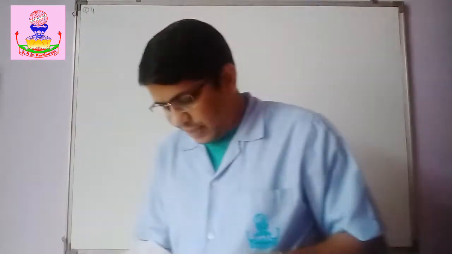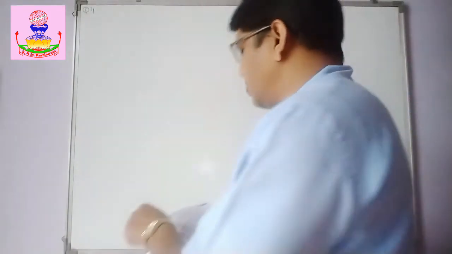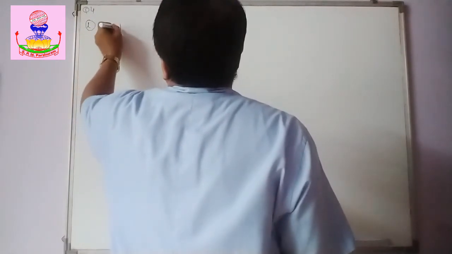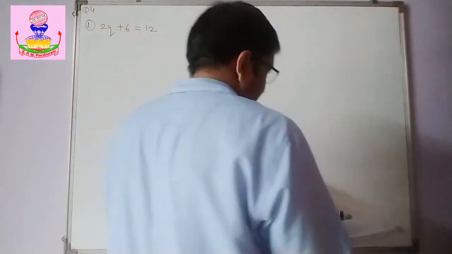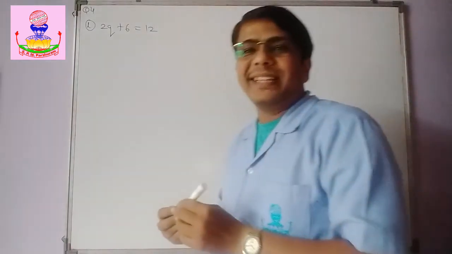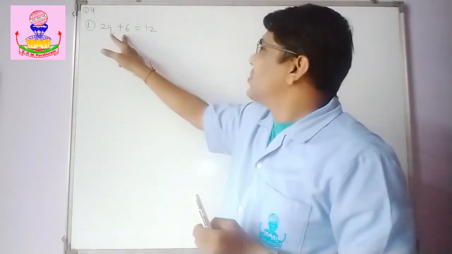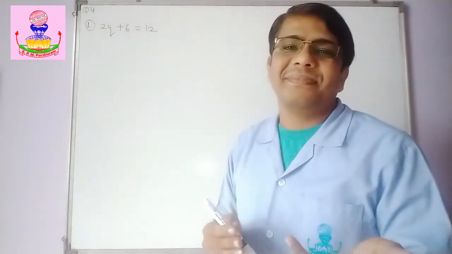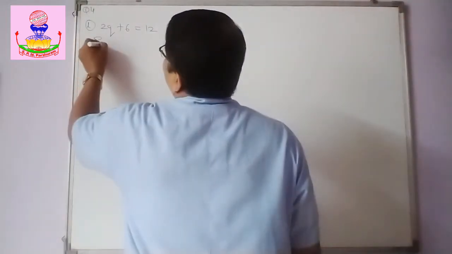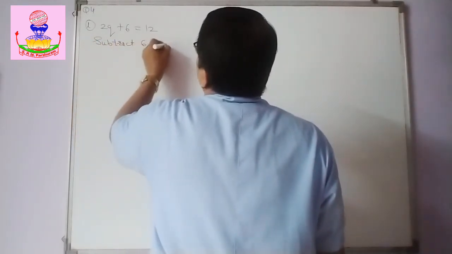So next I can take is L. 2q plus 6 is equal to 12. L. 2q plus 6 is equal to 12. Okay. Now here. So पहले हमें किसको भगाना है? दूर के रिश्तेदार को. Okay. So plus 6. What we will do? Yes. Subtract 6 from both sides.